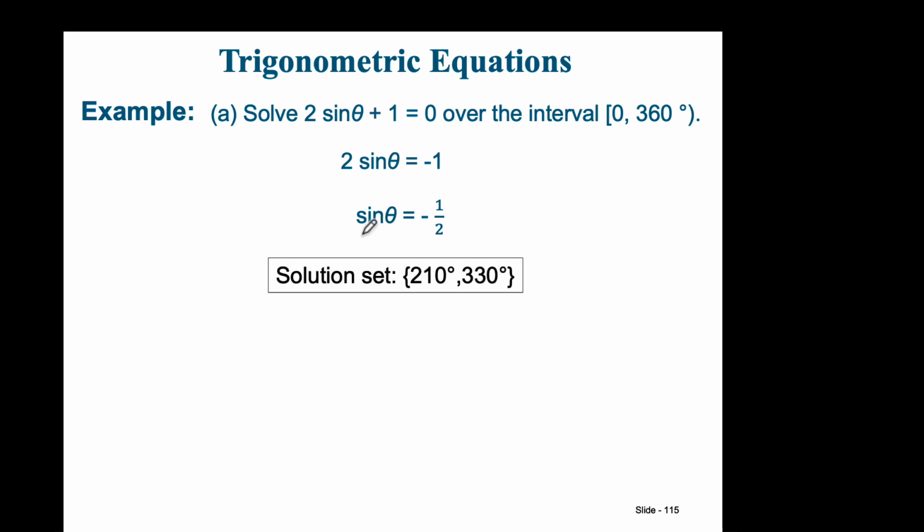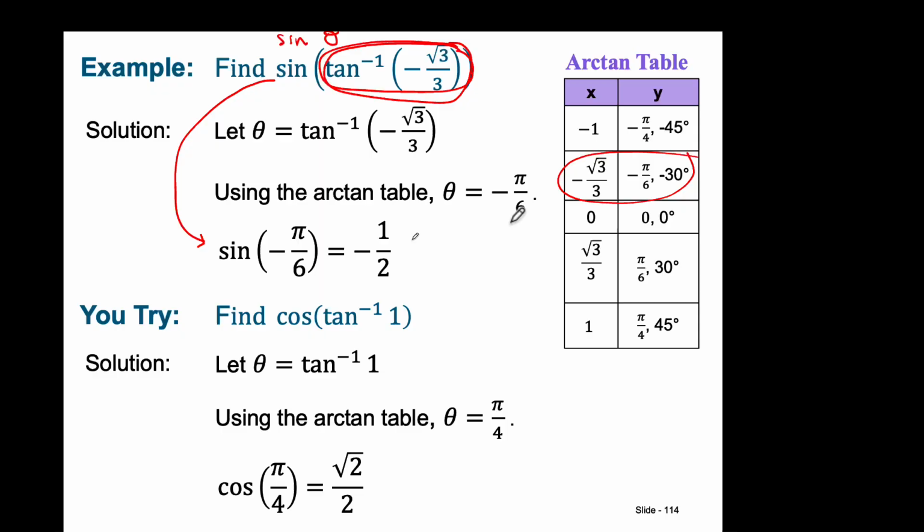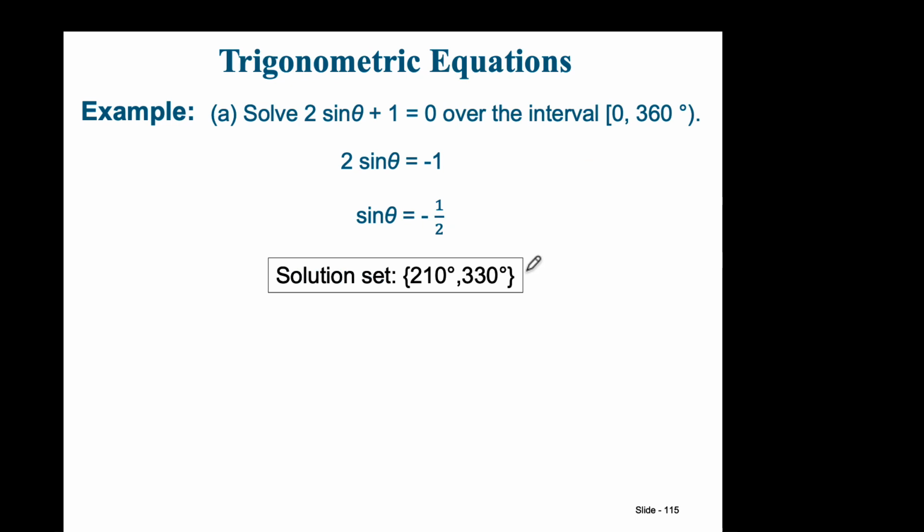And we know that when theta equals 210 degrees as well as 330 degrees, sine will have a value of negative 1/2. Notice that our solution set has 2 answers, and both of those answers are in the interval 0 to 360 degrees. That's because we were only asked to address sine of theta on the interval from 0 to 360, so one time around the unit circle, or one period of sine.